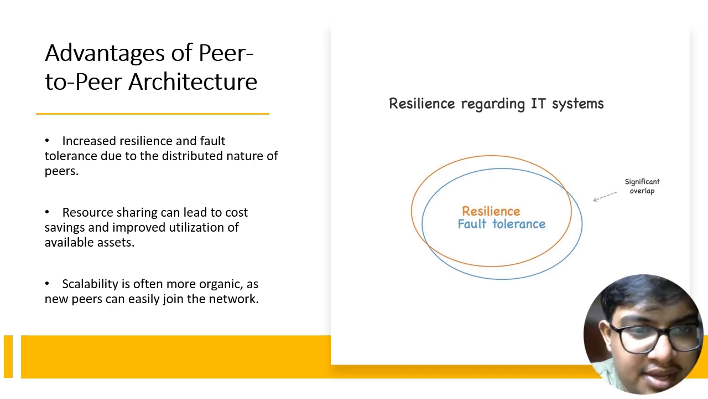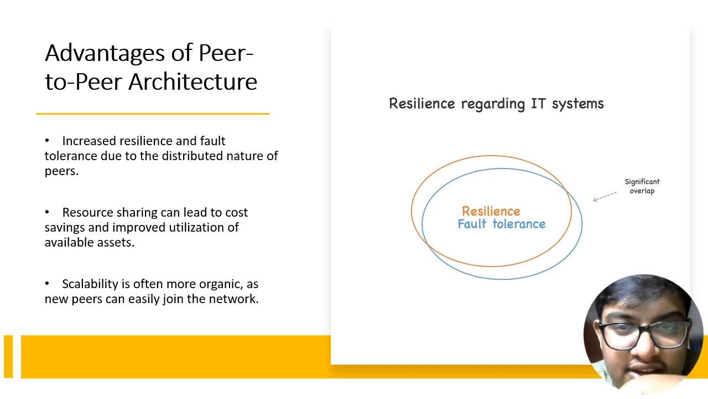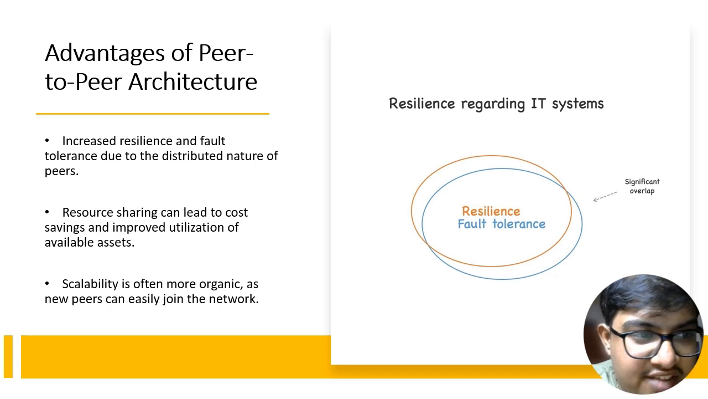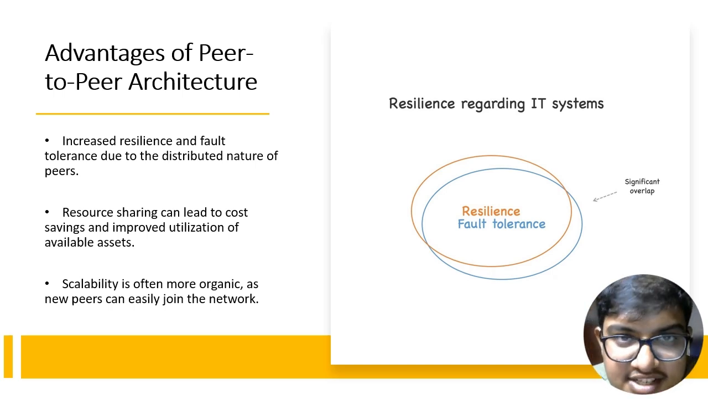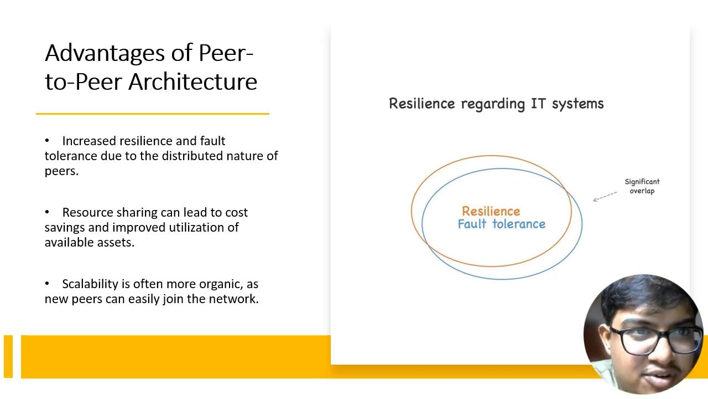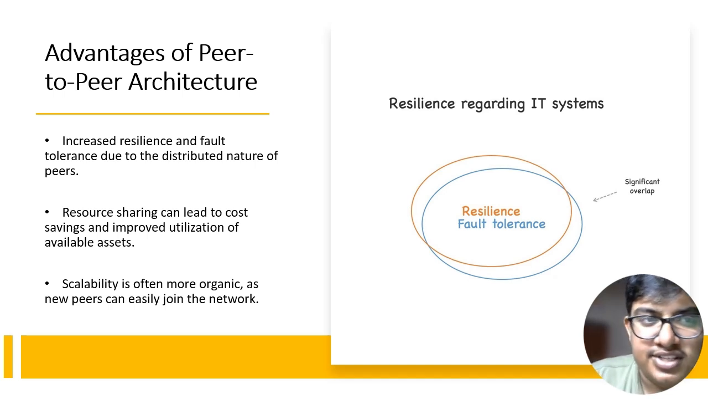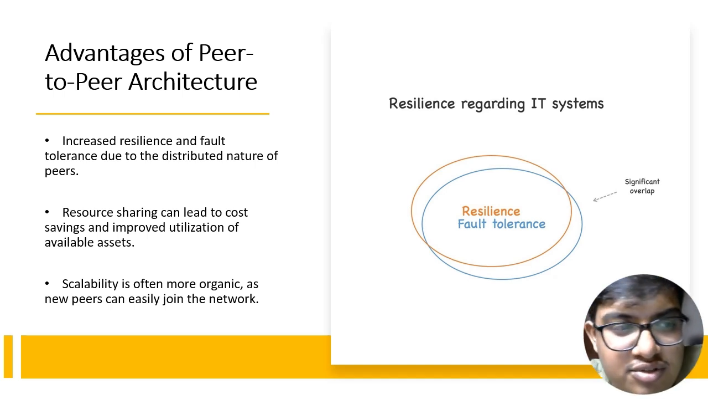So the advantages being, as I said, it is more resilient, meaning even if one system fails to work here, that is not an issue because most of the other systems will be on, so you don't have that issue of failing over here. The resource sharing also leads to a lot of cost saving and improved utilization of the available assets rather than relying on only one storage. And the scalability is often more organic as new peers can join, so it's automatically scalable, you don't need to worry about it. As more people come, it scales up, it scales down, and you get more resources like that.